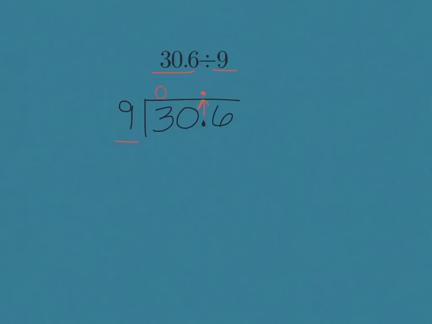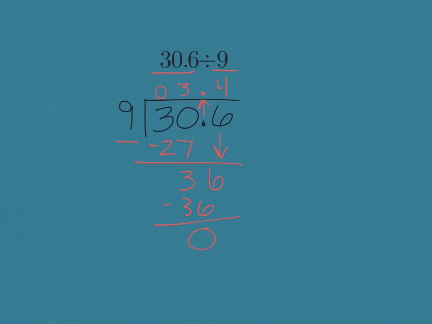9 cannot go into 3. But 9 goes into 30 3 times. I would subtract off 27 because that's what 9 times 3 is. That gives me a 3. I still have this 6 here to bring down. 9 goes into 36 4 times. I have that remainder of 0. I'm all out of digits, and I have a 0 at the bottom, which is exactly what we want.